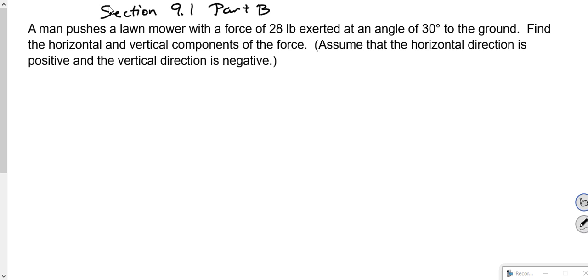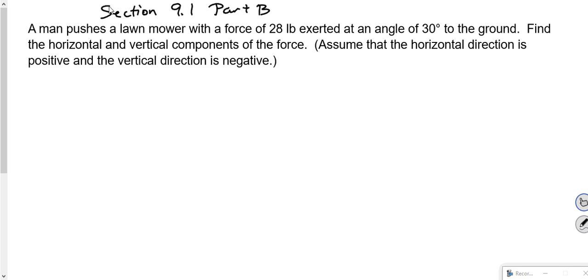A man pushes a lawnmower with a force of 28 pounds, that's going to be our magnitude, okay, exerted at an angle of 30 degrees to the ground. Find the horizontal and vertical components of the force. Assume, here's what's interesting to me, it says assume that the horizontal direction is positive and the vertical direction is negative.